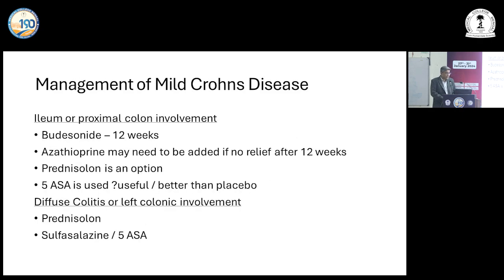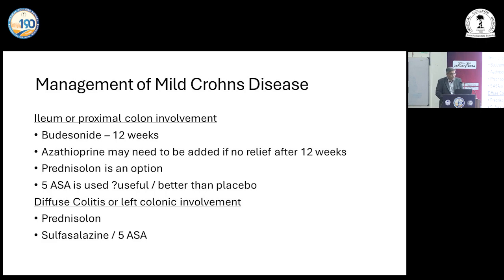For management of mild Crohn's disease, you will know that the main site that Crohn's often affects is the ileum or proximal colon. And again, budesonide is the drug of choice, which we use for 3 months and is often very useful. If budesonide doesn't work, we go to the immunomodulators like azathioprine. Of course, prednisone is an option. There is some debate about 5-ASA, whether it's as useful as budesonide, we do not know, probably not. It's probably, however, better than placebo. So I will probably use budesonide first in case of terminal ileal disease.